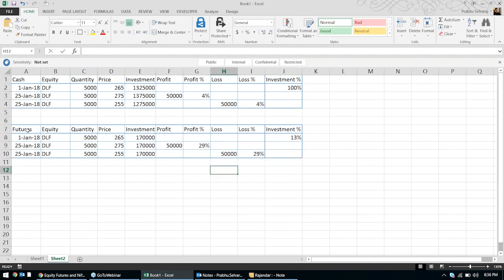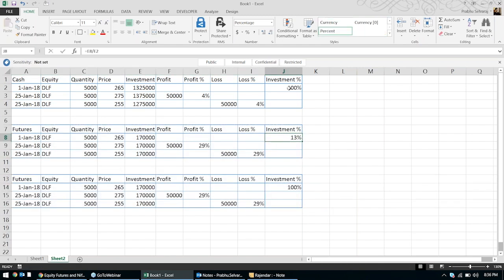It remains the same. So here my investment is just 13% of my actual capital, but I'm able to make the same amount of profit with the minimal investment. However, if the stock goes down by 10 rupees, in the cash market my loss on investment is 4%, while in futures my loss on my investment is 29%, which is very, very high. So this is the risk I'm supposed to bear. If I'm able to bear the risk of 30% of investment, I can trade in futures. Okay, next.